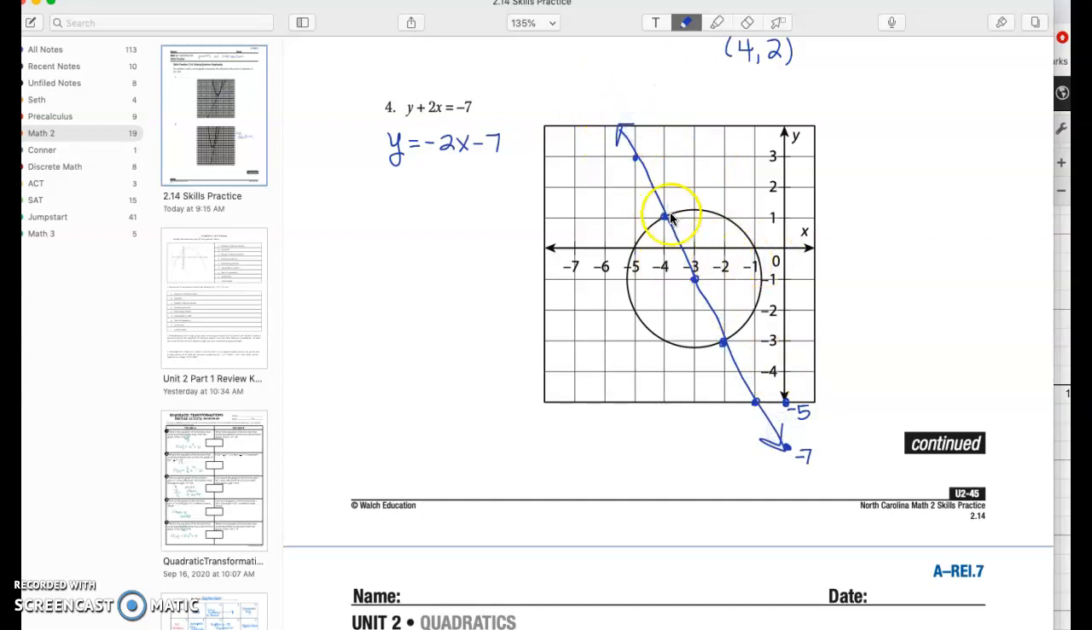So again, we have 2 points of intersection with a circle and a line. So this would be at (-4, 1) and (-2, -3).